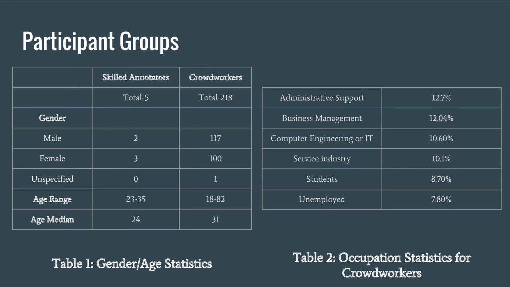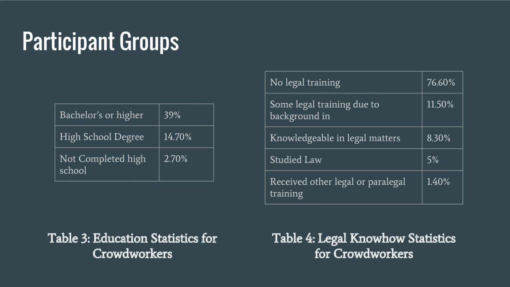Now we look at the demographic information that was provided through an exit survey. Table 1 shows gender and age distribution. Table 2 quantifies the occupation of the crowd workers. Table 3 represents the education statistics, and Table 4 quantifies the legal know-how of the crowd workers.